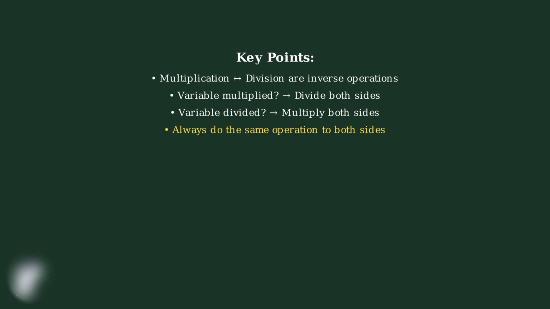When a variable is multiplied by a number, divide both sides by that number. When a variable is divided by a number, multiply both sides by that number. Always perform the same operation on both sides to maintain equality. These inverse operations for multiplication and division are fundamental tools in algebra. Master these concepts, and you'll be ready to solve any one-step equation involving these operations.